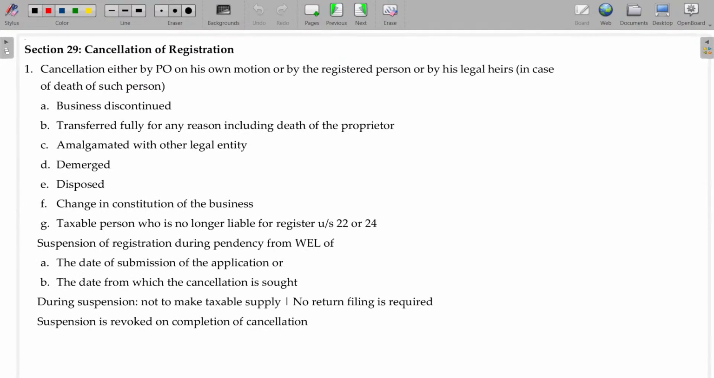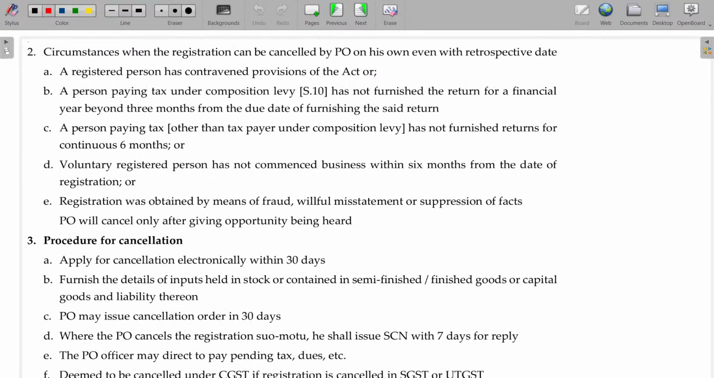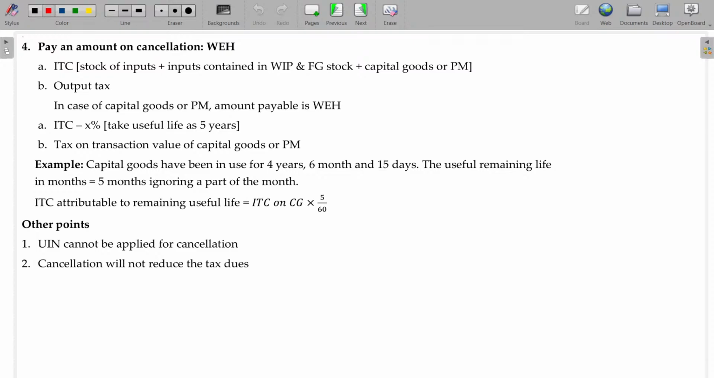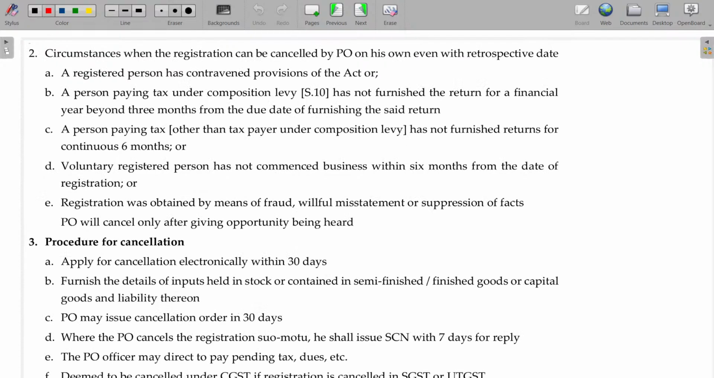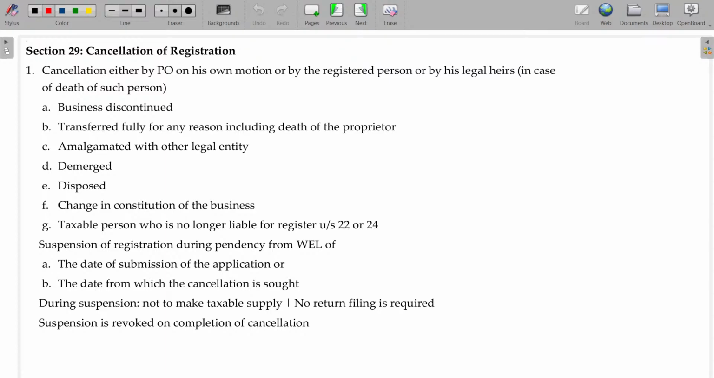Point number 1 is nothing but a genuine case where you are cancelling. In case of violation, that is point 2. So 1 and 2, and 3 being the procedure of cancellation. The 4th being any condition to be fulfilled. We'll see that 4th case later on, which is a very, very important concept. So number 1, I want to stop my business. You can stop and you can apply for cancellation of the registration.